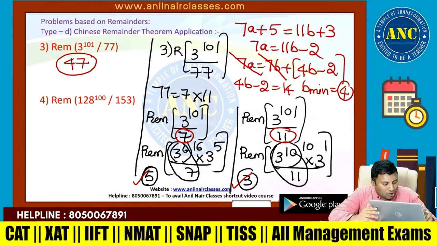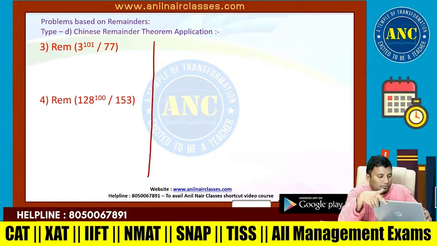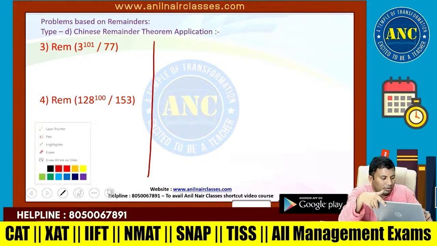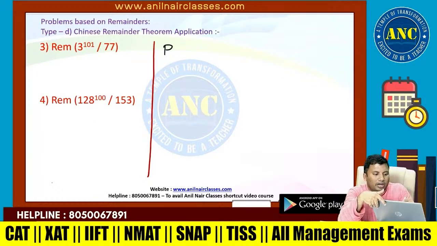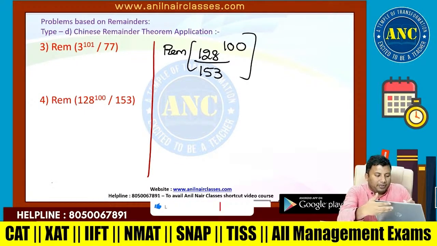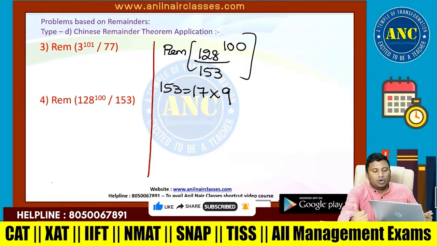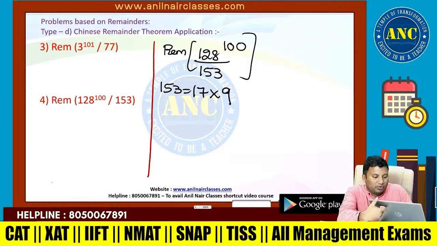Next one, fourth question. Remainder 1. 128 power 100 divided by 153. 153 is a composite number, so it is 17 into 9. Do with 17 and do with 9.